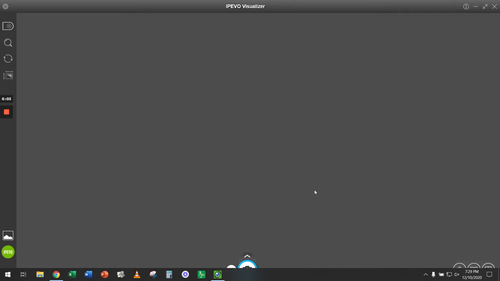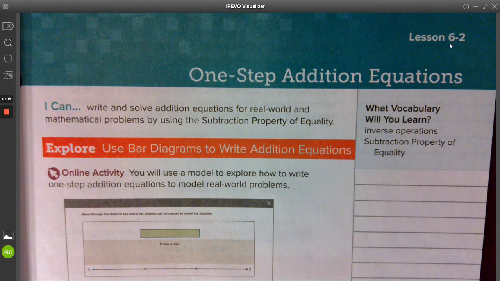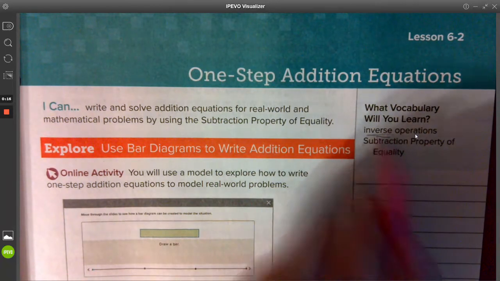Hi everybody, today we are going to be talking about lesson 6-2, one-step addition equations. So a couple of words that we will be using today is inverse operation. So inverse kind of means the opposite.